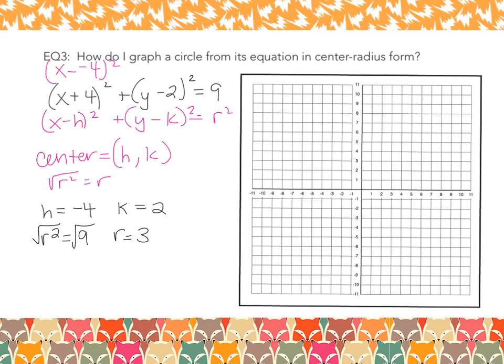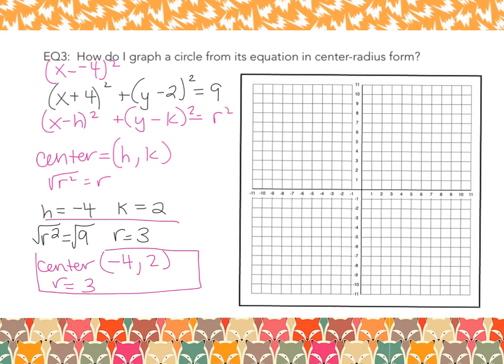So we now have our center. We said the center of our circle is going to be at negative 4, comma 2, because that's h, comma k. That gives us the center, and the radius is equal to 3. So those are the things we have to identify from the equation in order to graph this. The graphing part is pretty easy.